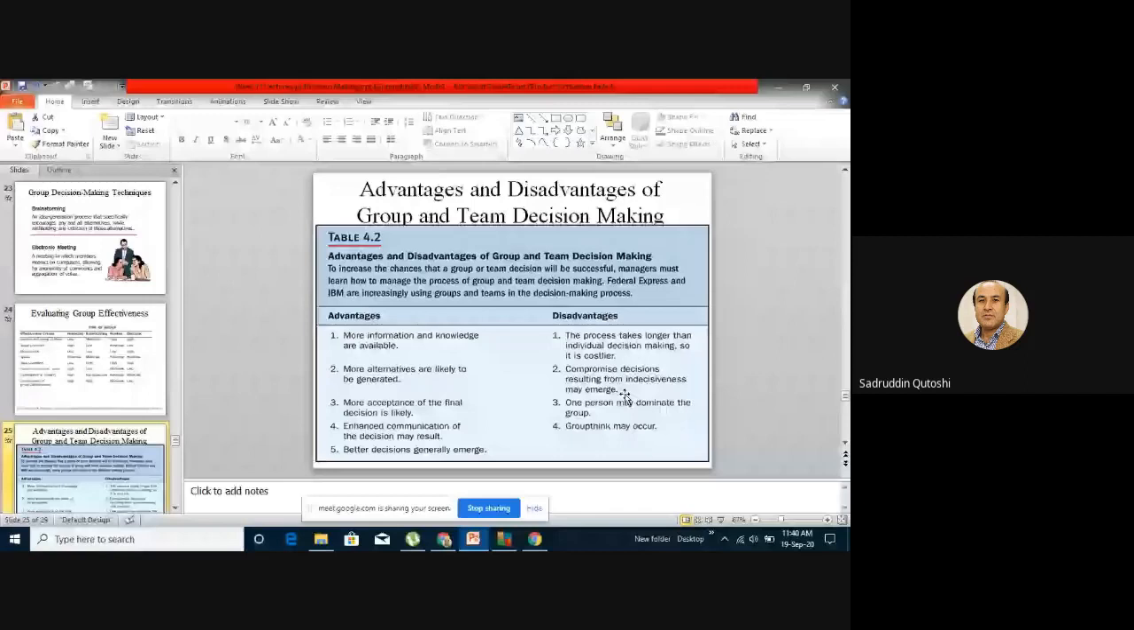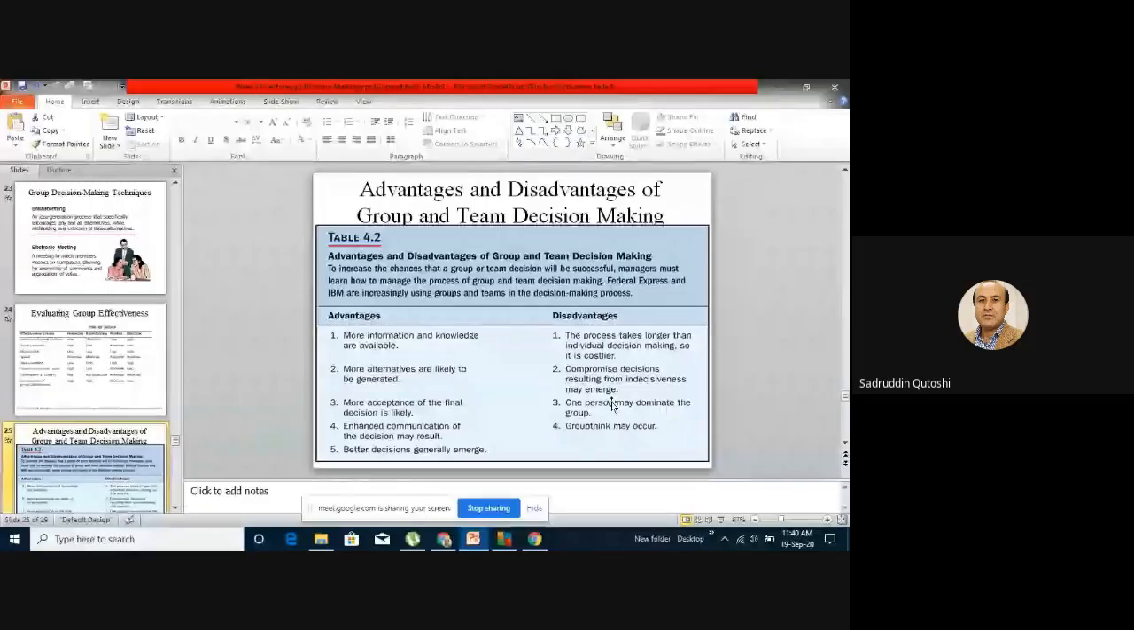Second problem is that sometimes you are not sure what to do and what not to do, because of so many ideas. Everyone tries to influence the group to select the one which that person thinks is better. So because of that, you compromise the decisions.